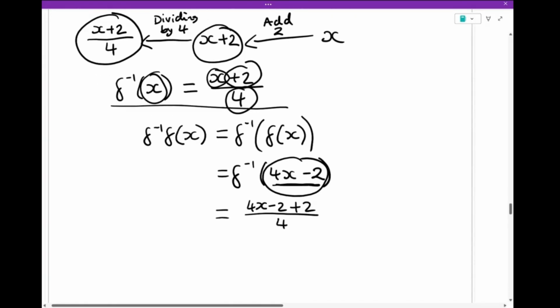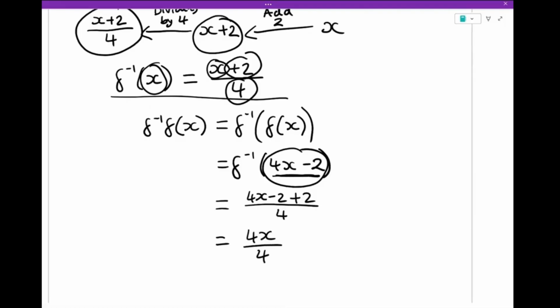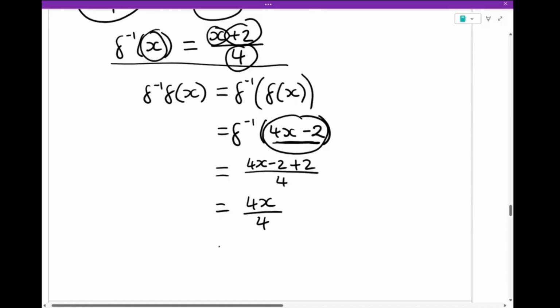Now let's simplify. If we simplify my numerator, well, negative 2 and plus 2 just becomes 0, so we're left with 4x over 4. And if we simplify that further, there's a common factor of 4, so we're just left with x. So if we do the inverse of f of x, we would just get x as our final answer. So what is this actually showing?